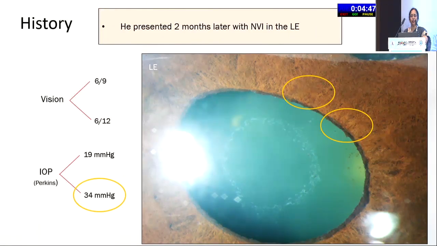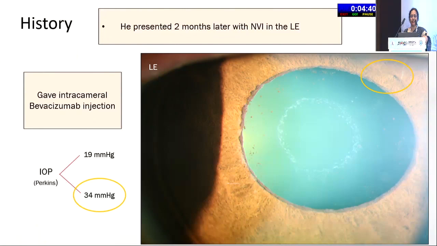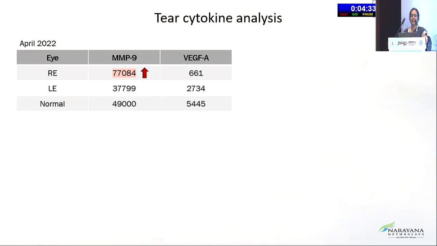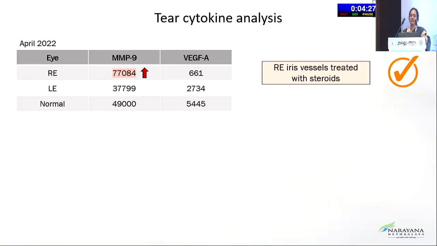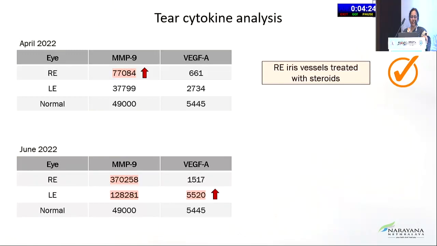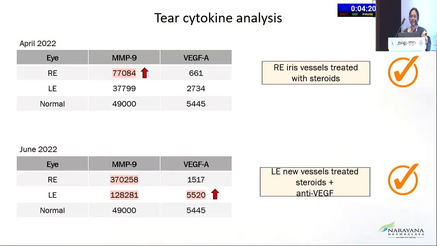He presented 2 months later with neovascularization of the iris in the left eye, with increase in intraocular pressure. He was given an intracameral bevacizumab injection. When we did a tear cytokine analysis, we noticed increased MMP9 in iris vessels treated with steroids. In June 2022, we also noticed increased VEGF levels. At that point of time, in addition to the steroids, we also used an anti-VEGF agent in this patient.